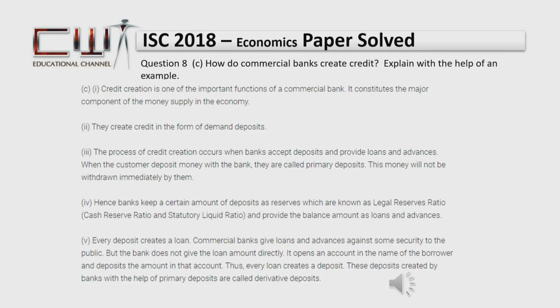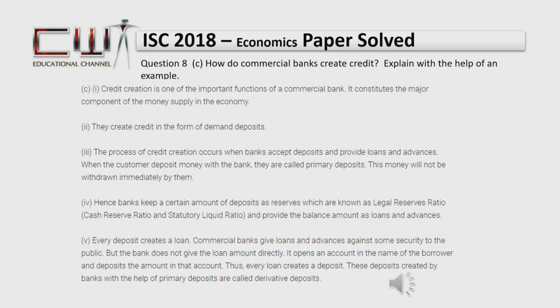How do commercial banks create credit? Explain with the help of an example. Credit creation is one of the most important functions of a commercial bank. It constitutes the major component of the money supply in the economy. The commercial banks create credit in the form of demand deposits. The process of credit creation occurs when banks accept deposits and provide loans and advances.